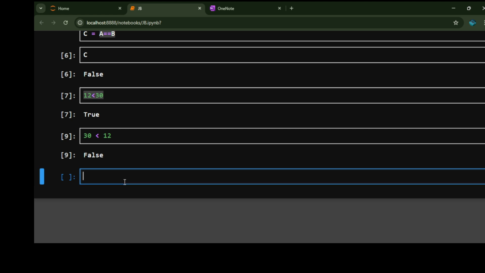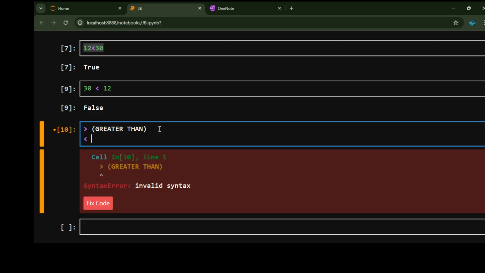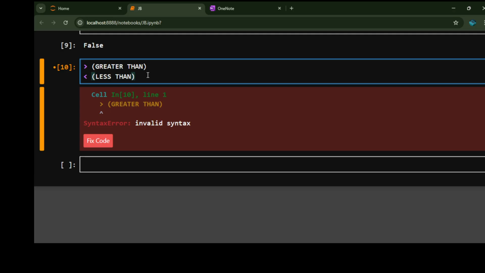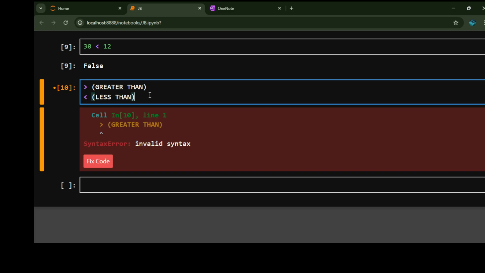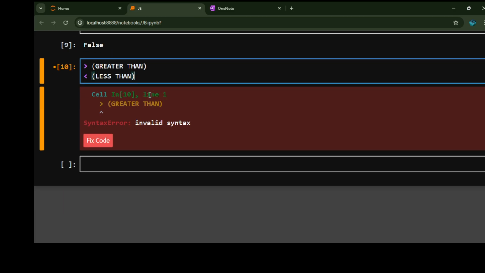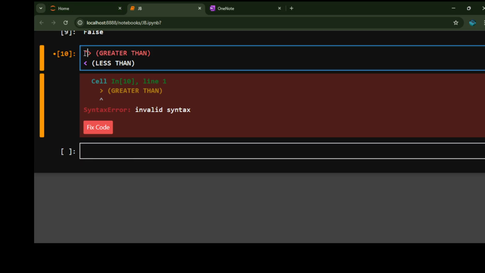So this is called greater than, and this is called less than. These were the two operators used to compare the values on the left hand side and right hand side. And here comes the mixture of equal to and these. Let us comment out this.